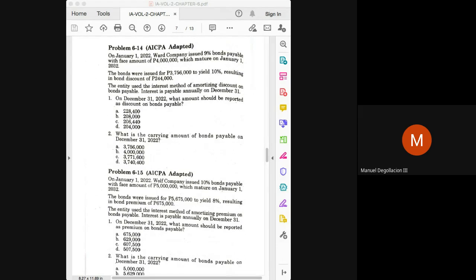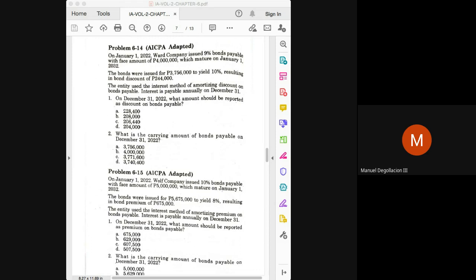Again, the carrying amount is simply the face value minus the remaining or the unamortized discount, or plus the premium. In this case, we only have a discount. Okay, so we start at 4 million and deduct the balance of your discount after 1 year. How much is the balance of the discount? It is 228,400. So you deduct the 228,400 from 4 million. The carrying amount of the bond would be 3,771,600.